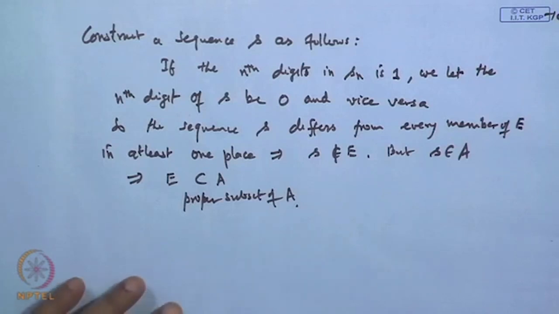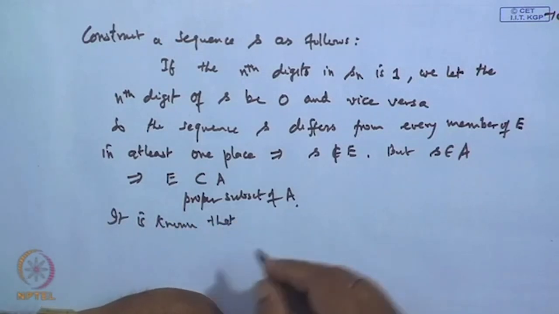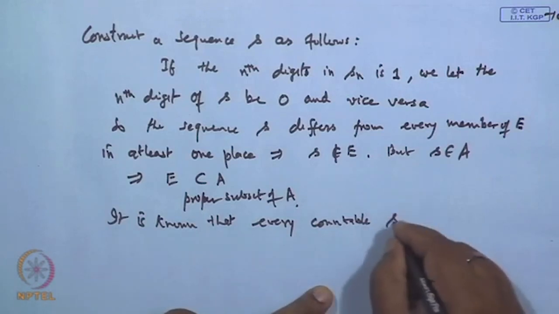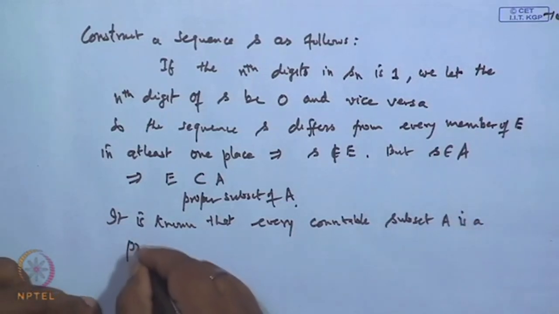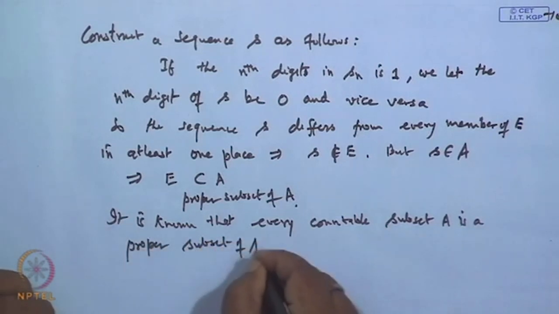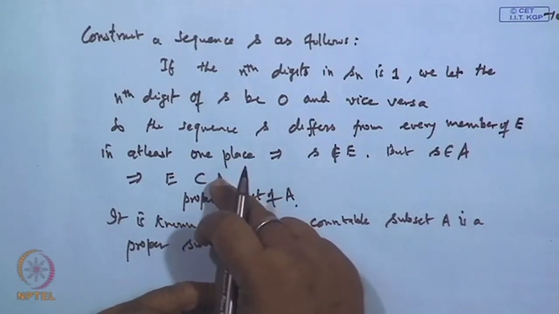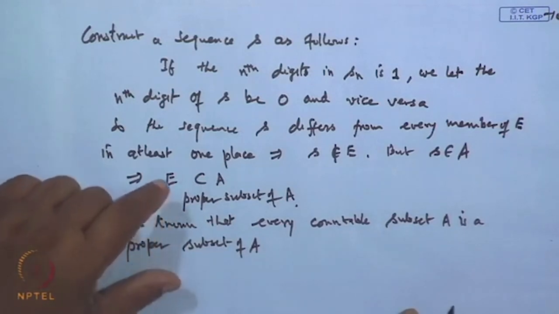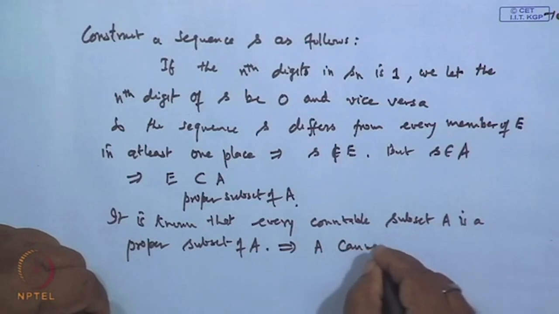Okay, and it is already shown that every countable subset of A is a proper subset of A. We have shown this already. So A cannot be countable, because as soon as A is countable, the subset which you are getting must be proper. So this implies that A cannot be countable.